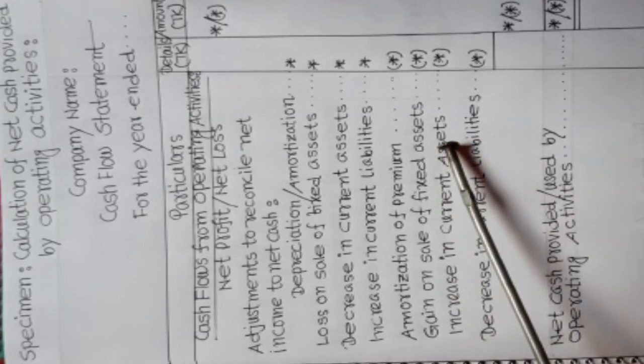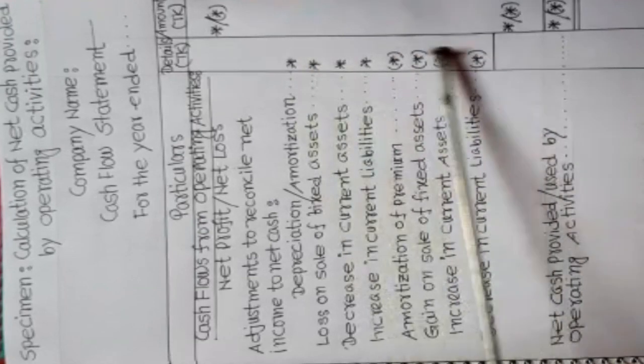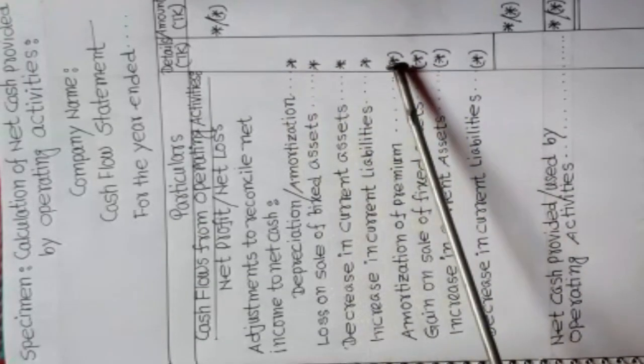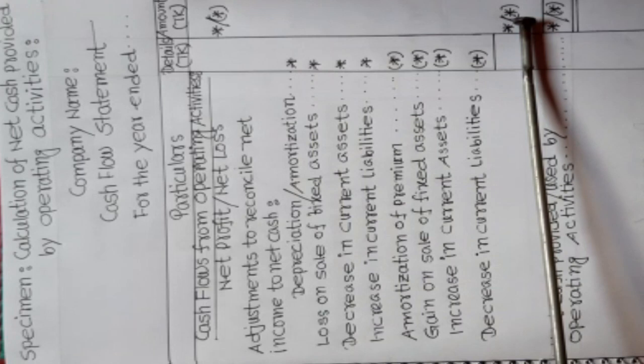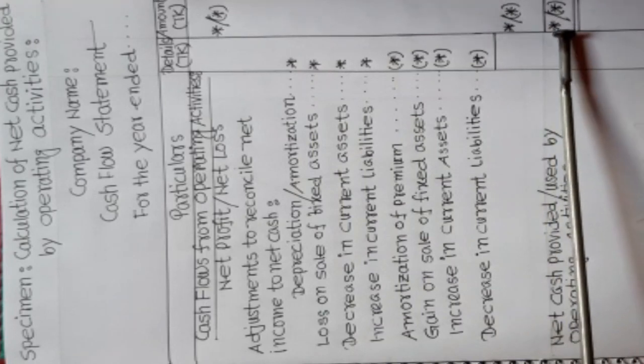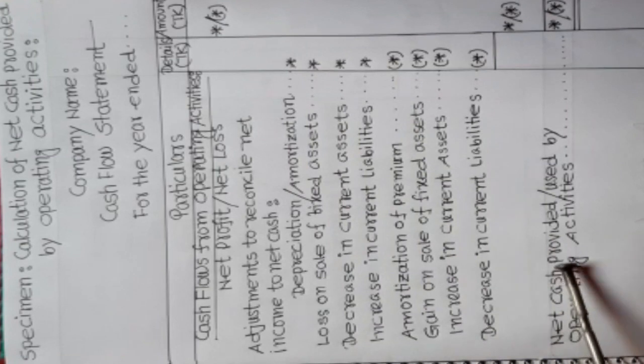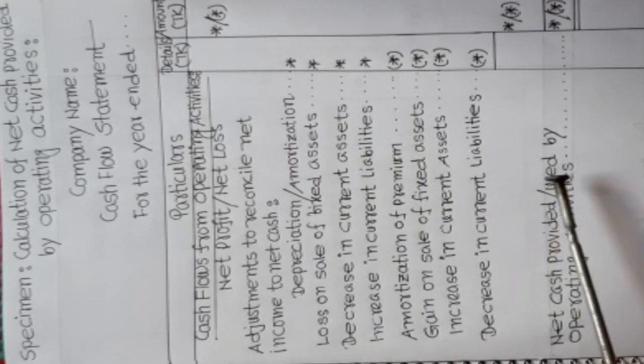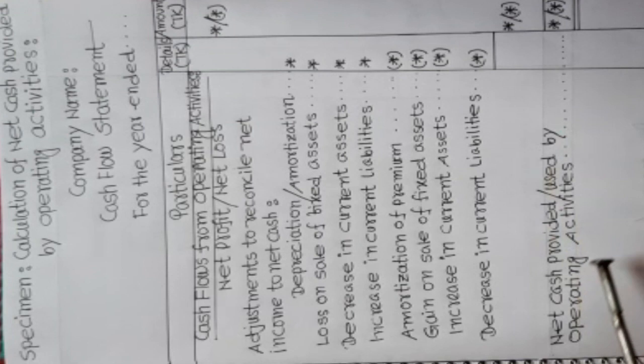Okay, dear students, then from this figure we will get this figure. Okay, dear student, and finally we will get this figure, and it will be written down in this way: net cash provided or used by operating activities. My dear students, now let's go to see another specimen.